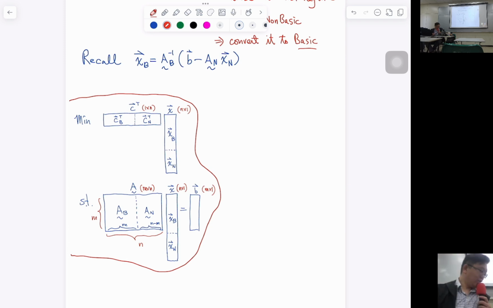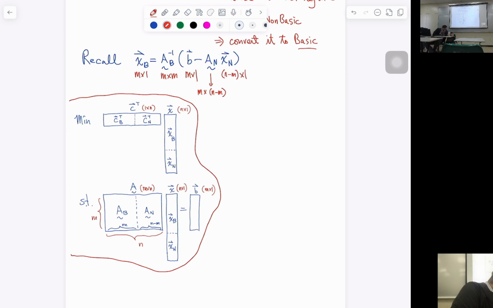as a reminder. Now xB is in the size of m by 1, right? AB is m by m, even after the inverse. b is m by 1. Okay. AN is m by n minus m. XN is n minus m by 1, right? This is correct.